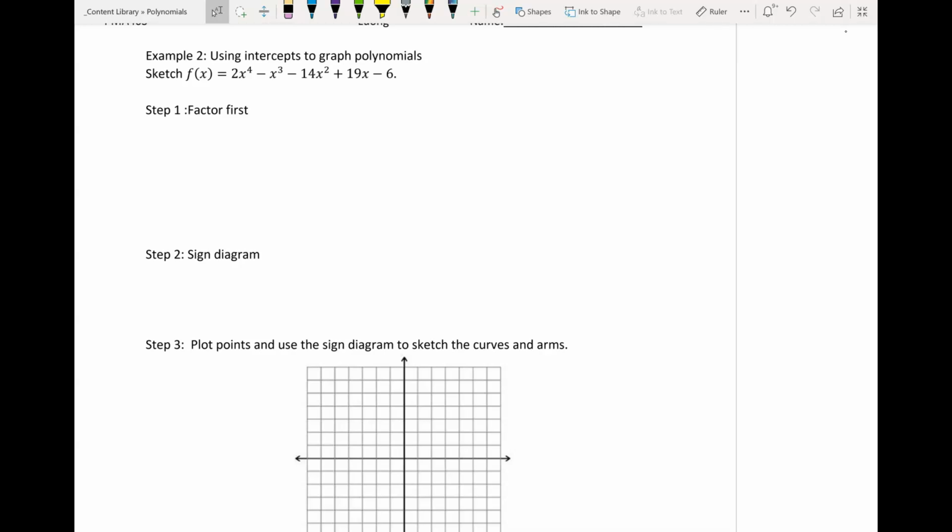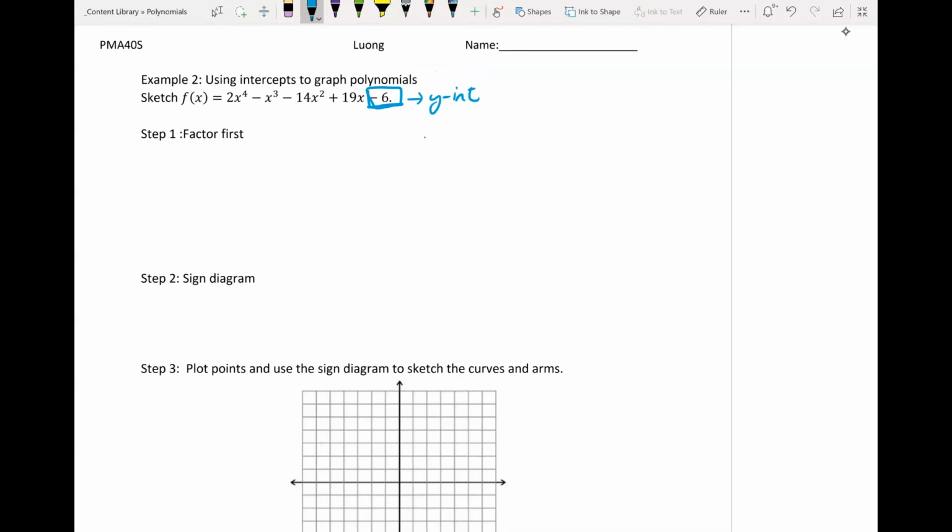So the first step we're going to do is factor first. And just take a note that whatever standalone number you see, this is going to be your y-intercept because we do want to graph that point eventually. Okay, so we're just going to factor first. I'll give you the hint that 1 is going to work out. Then I'm going to list all my coefficients in order.